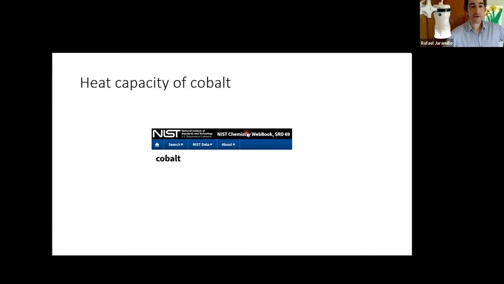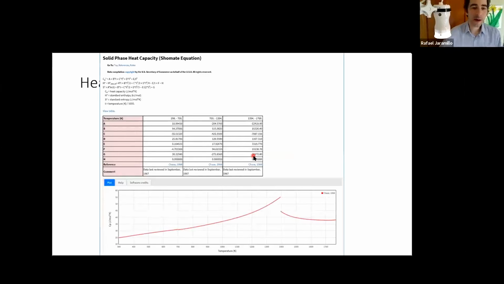Where do we find data for the heat capacity of cobalt? Lots of places. You've explored some of the databases already here. In this class, let's go with the NIST Chemistry WebBook. It's a very convenient resource. I hope you've used it already. Heat capacity of cobalt. So this is what happens if you go to the NIST website and you follow the links to this solid phase heat capacity of cobalt.